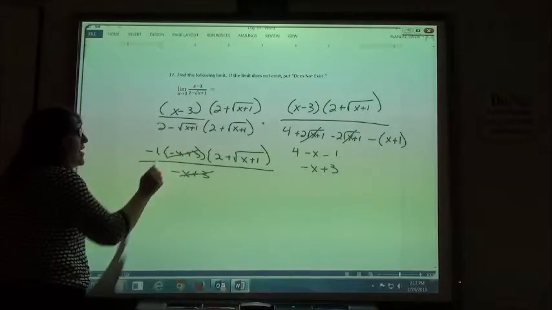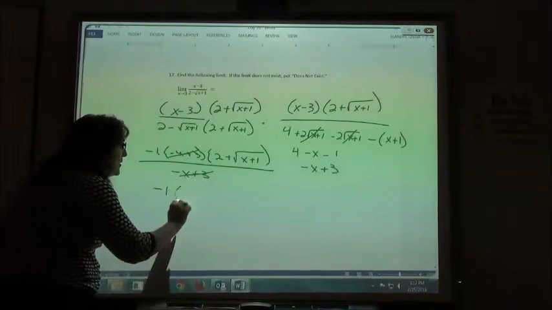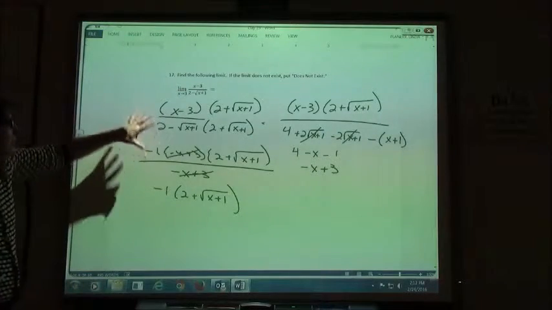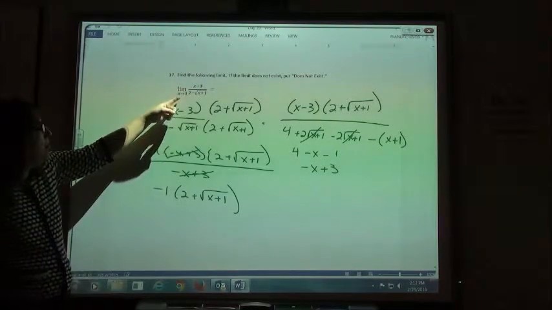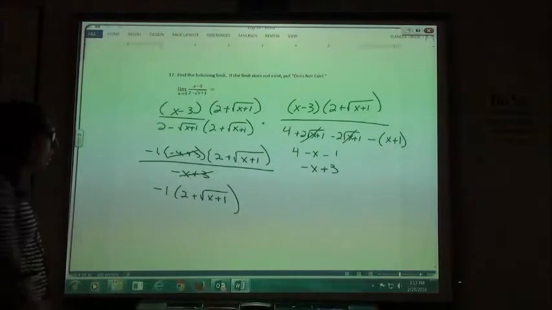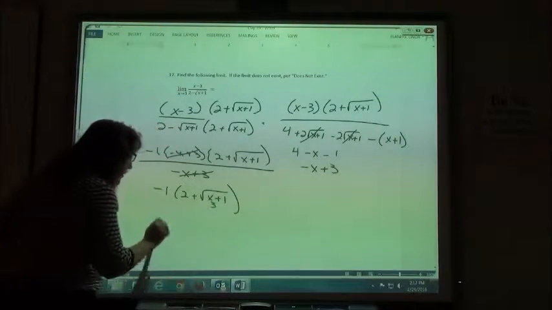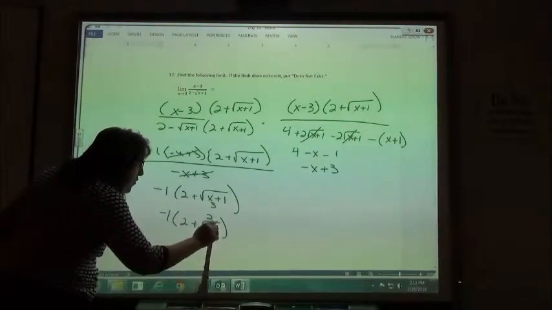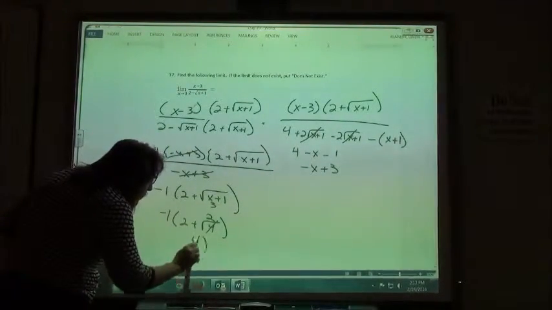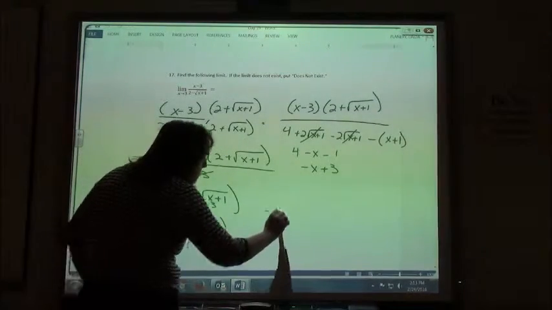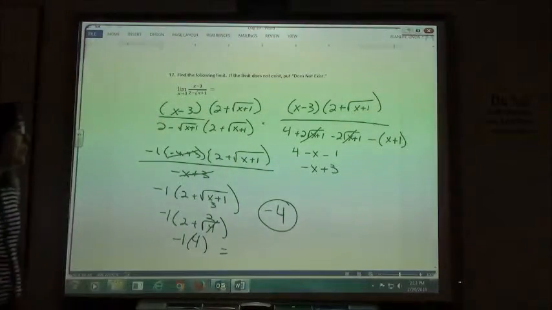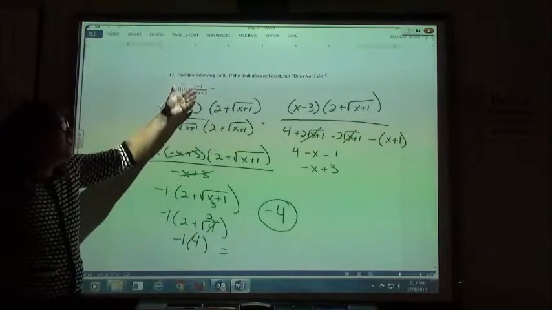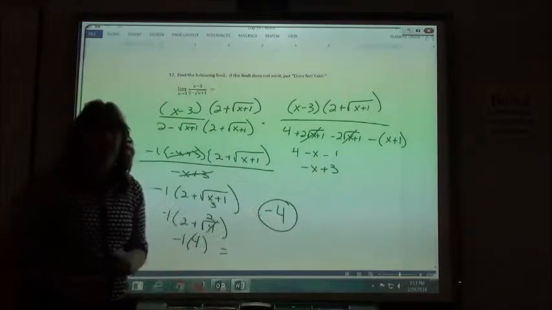I can then cancel this out of there. So I'm just going to have negative 1 times 2 plus the square root of x plus 1. I've got that simplified as much as I can. I'm now going to evaluate it as x approaches 3. So I'm going to put 3 in for my x. Negative 1 times 2 plus the square root of 4. Square root of 4 is 2. 2 plus 2 is 4. Negative 1 times 4 gives me the limit of negative 4. So as x approaches 3, my expression is going to approach a limit of negative 4.